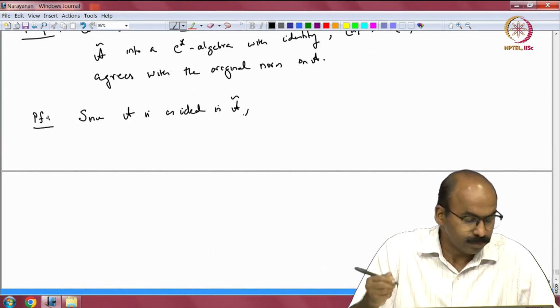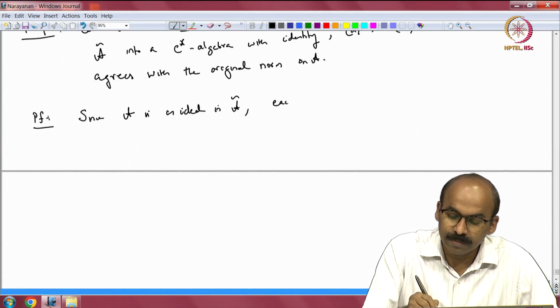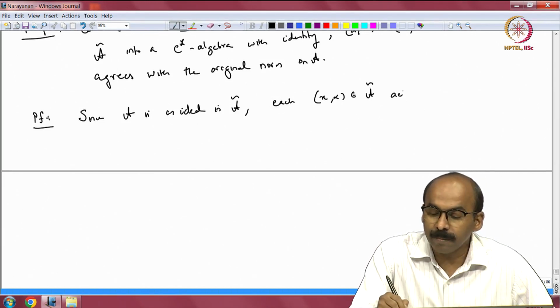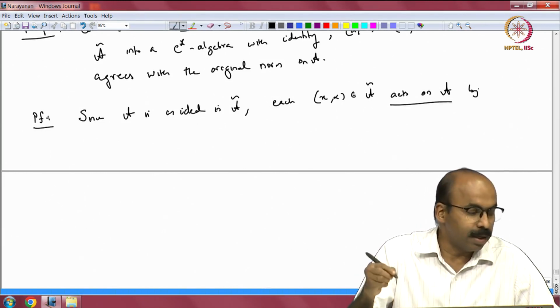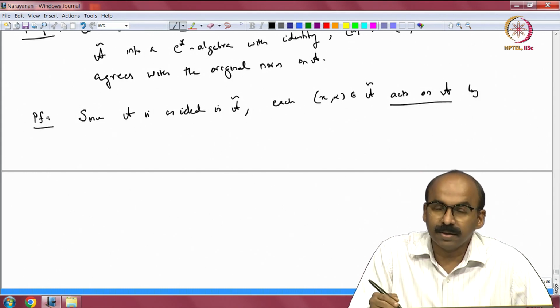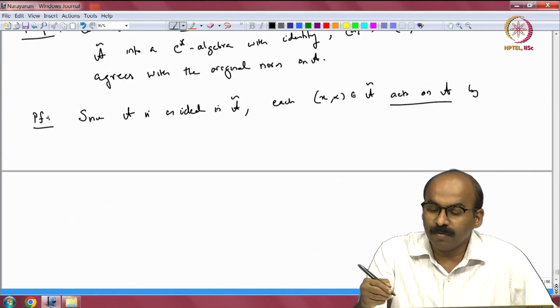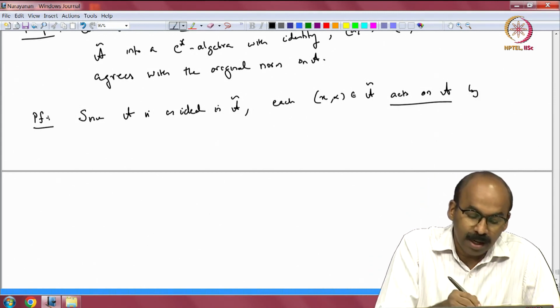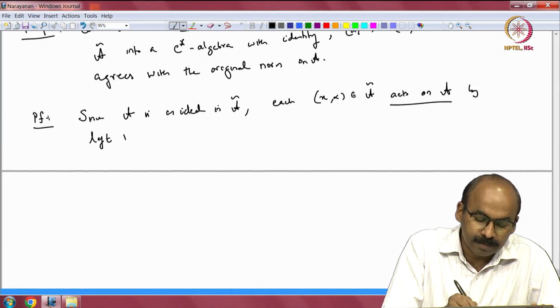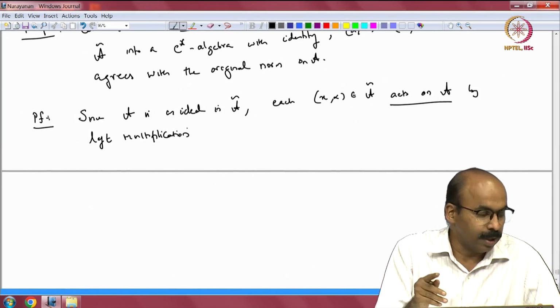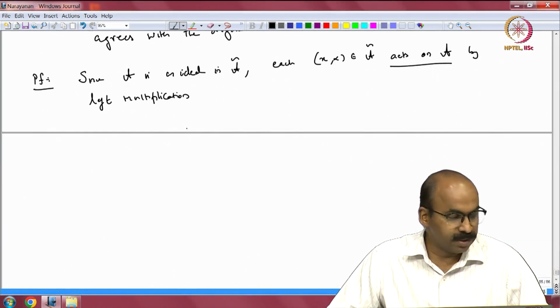Okay. So, A is an ideal. Each x alpha in A tilde acts on A by, let us say, left multiplication. Since we are not assuming A to be commutative and so on, we had better be careful about which side we are multiplying on, right. So, it acts on A by left multiplication, which gives a bounded operator.